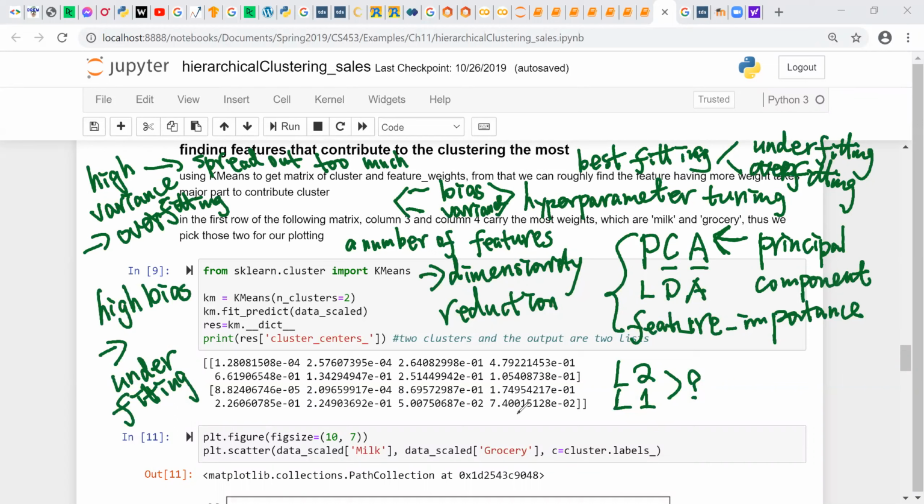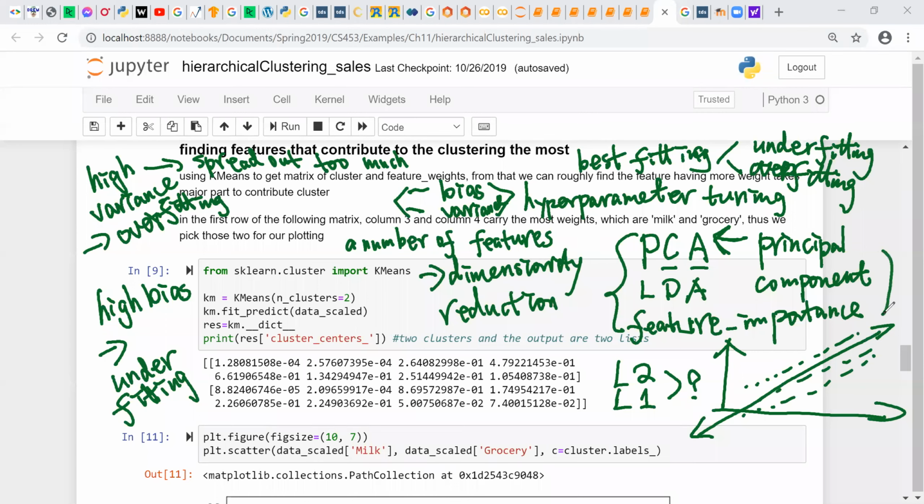Principal component is what? If I draw the data, suppose the data is distributed like this, it's spread out along this direction. This direction is where it's most spread out. So this is the principal component. We call this a principal component.